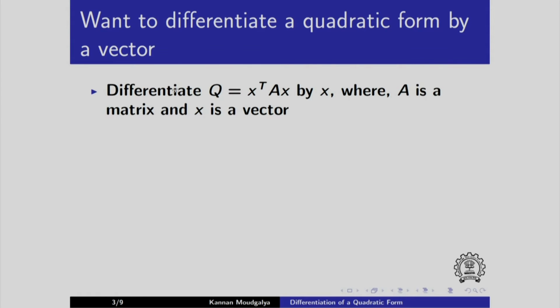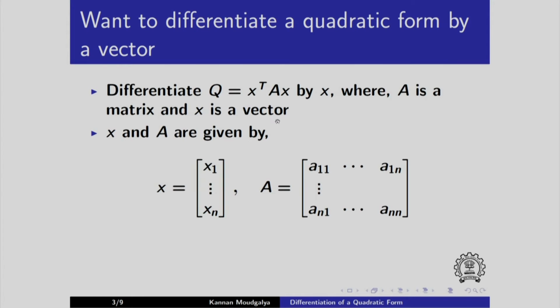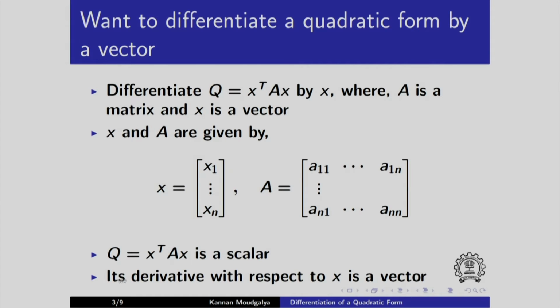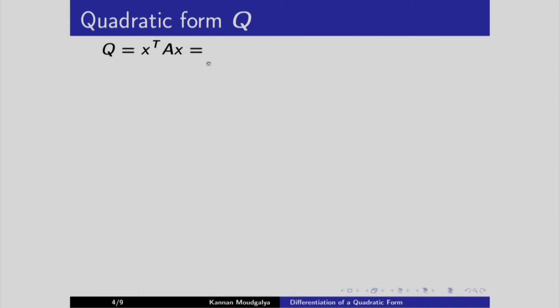Let us differentiate Q equals x transpose Ax by x, where A is a matrix and x is a vector as given below. Notice that Q equals x transpose Ax is a scalar. Its derivative with respect to x is a vector. Let us start with Q equals x transpose Ax.